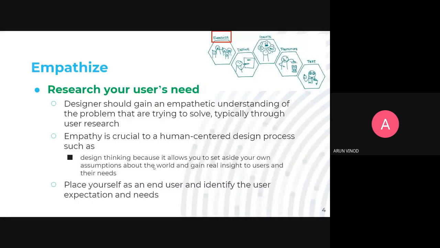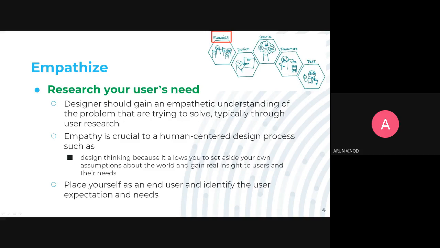So what is empathize? Empathize means research your users' need. Users will be coming with a problem, so you have to do the research, because the design team needs to understand. That is why you research your users' need, and then come to a better understanding. Once you get the understanding, then you can go for the next phase, that is the define phase. So the empathize phase and the define phase are called the understanding phase, that is, the design team is going to understand.